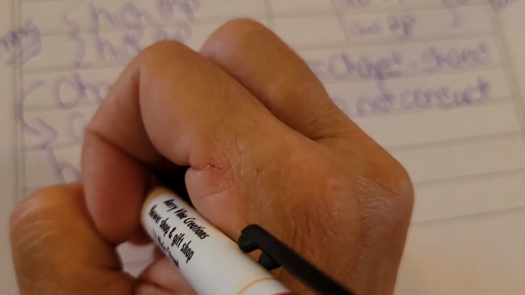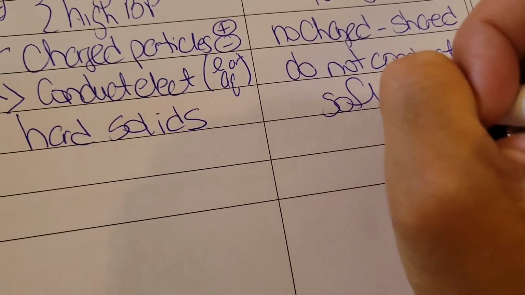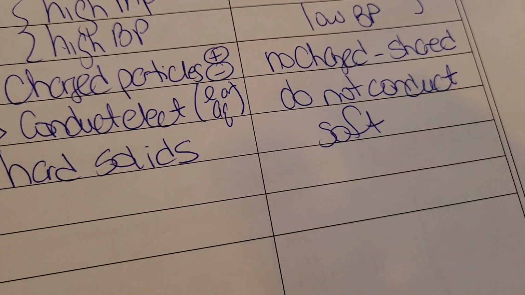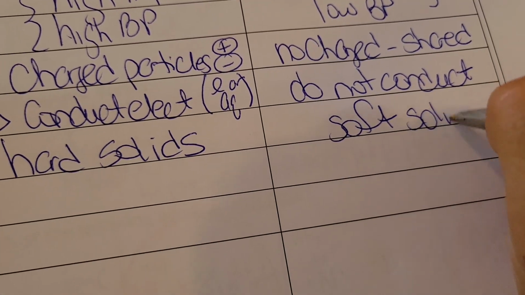Ionic compounds are hard solids, whereas covalent are soft. Things with carbon in them are soft covalent ones, butters, greases, things like that. Okay, so these are soft solids.